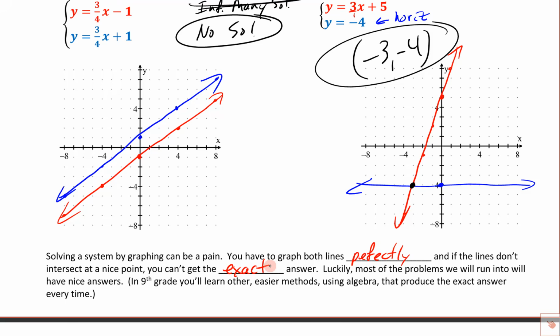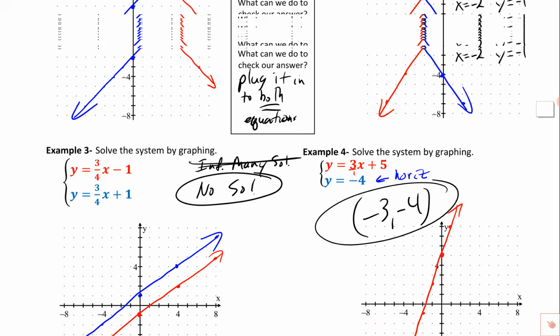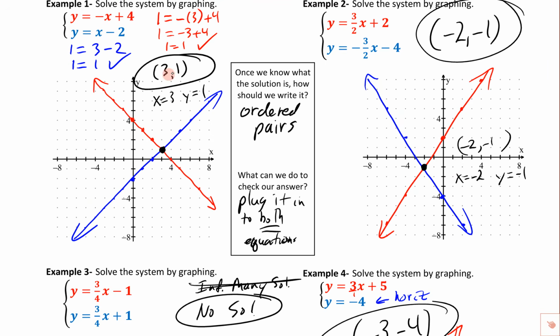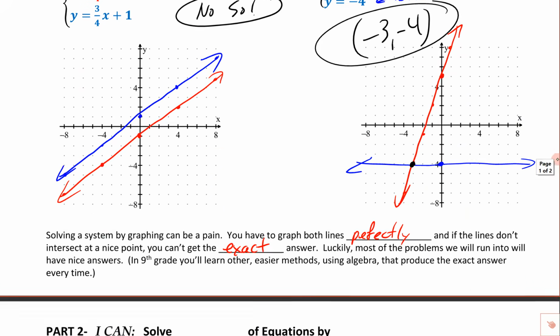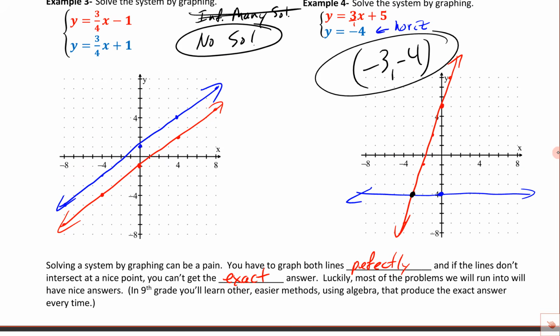Now, on every single one that we did here today, every one of them lined up. So this lined up at -3, -4. These two lined up. This one was at 3, 1, and this one was at -2, -1. So they lined up at some nice points. But what would happen if they crossed at a point like this right here? We'd kind of have to take a guess or estimate, and we'll talk about what we do with those. Now, if something like that were to happen and we wanted to solve exactly what the answer was, there are some algebraic techniques that you'll learn in 9th grade in order to be able to solve those. But for right now, we're just going to work on solving by graphing.